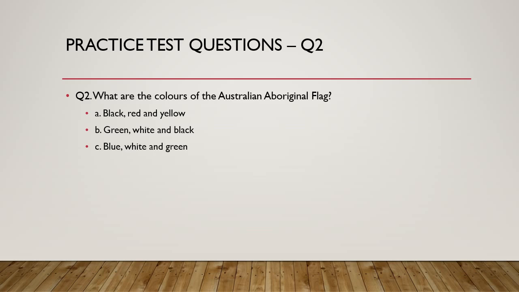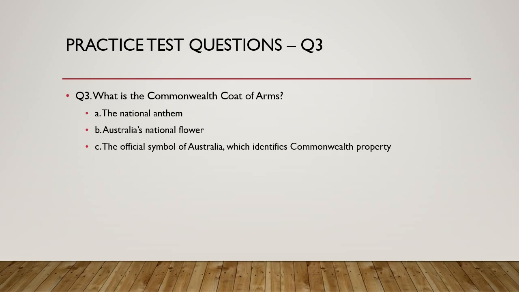Question 2. What are the colors of the Australian Aboriginal flag? And the answer is A, black, red and yellow. Question 3. What is the Commonwealth coat of arms? And the correct answer is C, the official symbol of Australia, which identifies Commonwealth property.